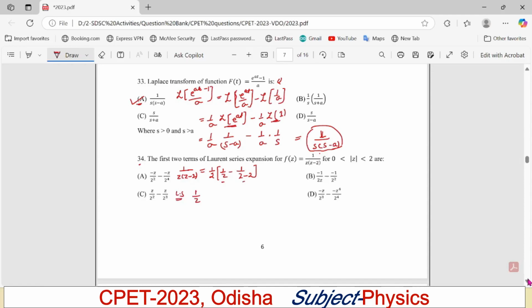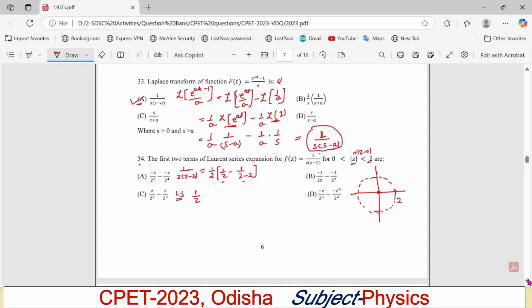Before that, we have to consider the range. Whatever range has been given is most important. Here, mod z can also be written as mod z minus 0. That means the center is at 0, and the maximum is 2. If I consider this radius, 2 is the radius, the higher value. This is the uppermost region, but the z value is greater than 0. That means we have to consider above 0 and below 2.